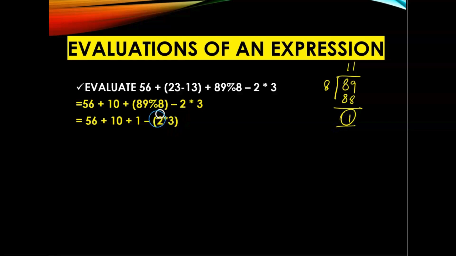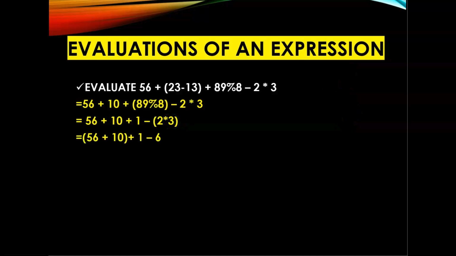The next precedence goes to star 2 star 3, which is 6. Then we have the addition operator and the subtraction operator. It works from left to right. So 56 plus 10 is 66, which is added with that 1, giving you 67, and then subtracted with minus 6, which gives you 61. Hope you all understand this evaluation process, how this expression is evaluated line by line.